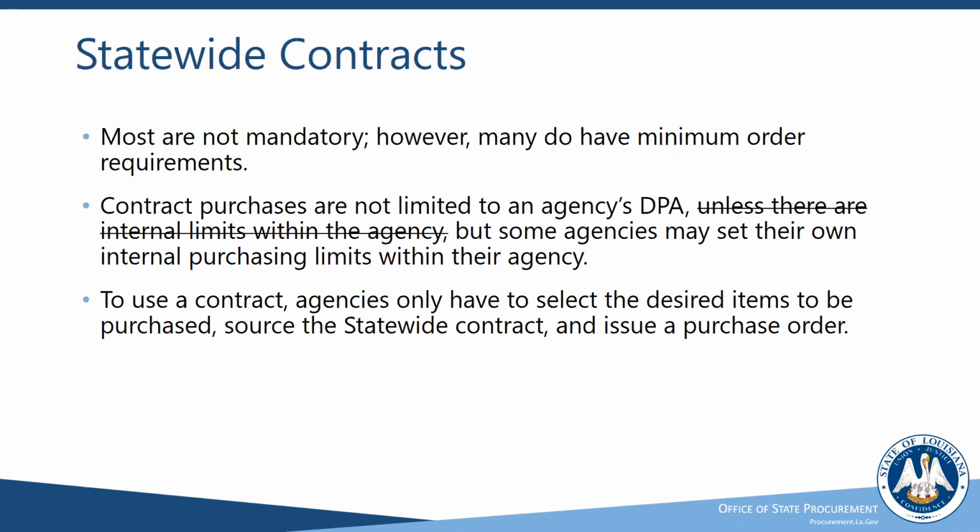So that is one important thing that you will need to work internally and make sure that you're following all of your own procedures, not just buying things at random. To use a contract, agencies just have to select the desired items to be purchased, source the statewide contract in LaGov, and issue a purchase order. All of that should happen automatically.